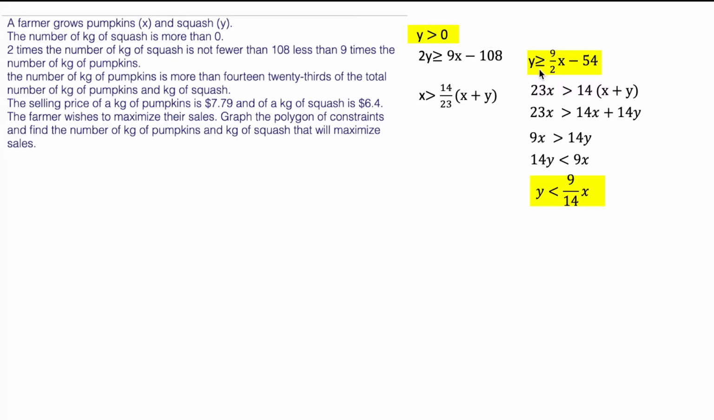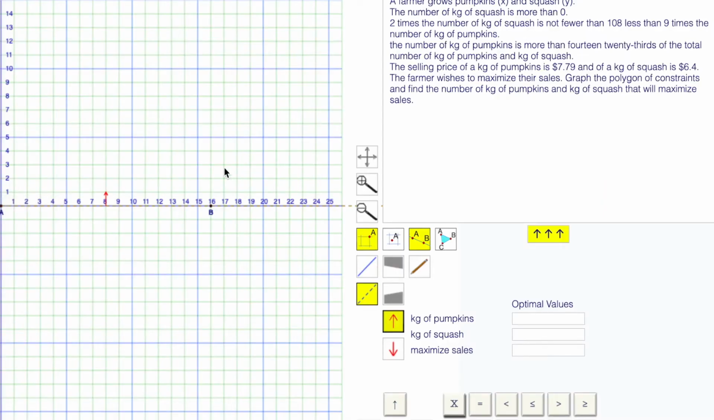Y is greater than or equal to, so solid line, 9 over 2 x minus 54. There's 2 things we could do. We could figure out an x value that's going to get us close to 0. 9 times 6 is 54. And if x was equal to 12, 12 divided by 2 is 6. There you go. So when x is 12, we get 0. We could do it that way, or we could actually go to our b value of negative 54. Let's do the first way, and we'll do both just to show you. When x was equal to 12, y is equal to 0.